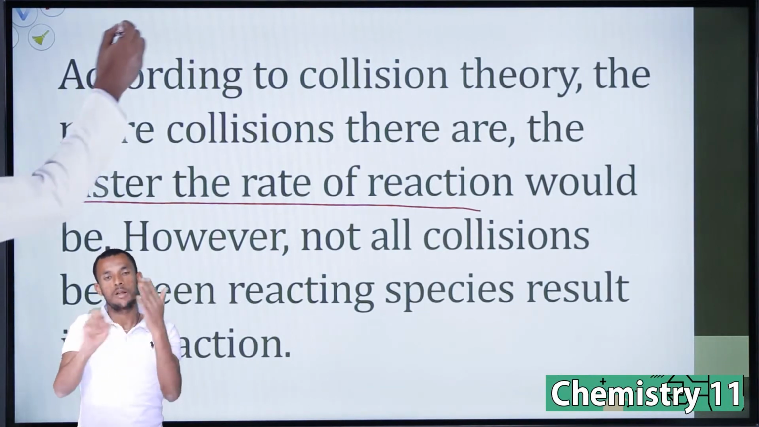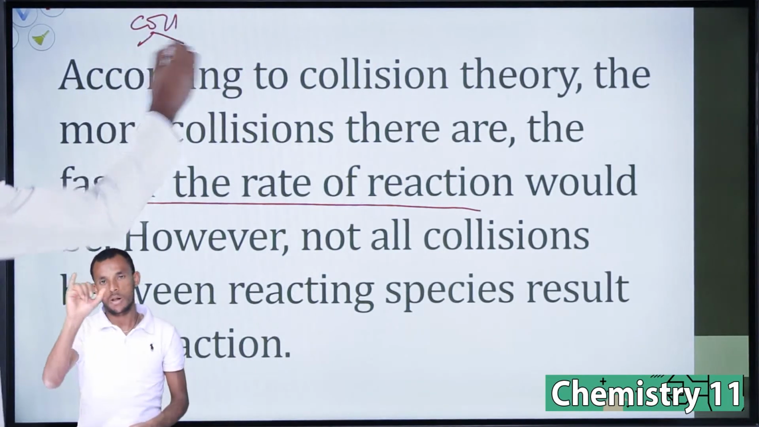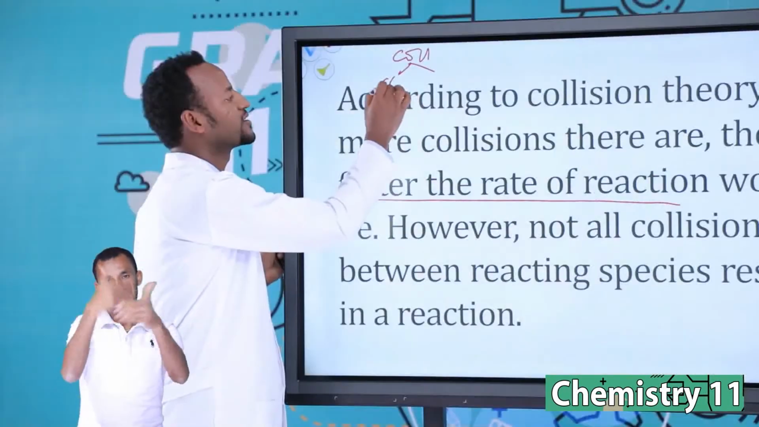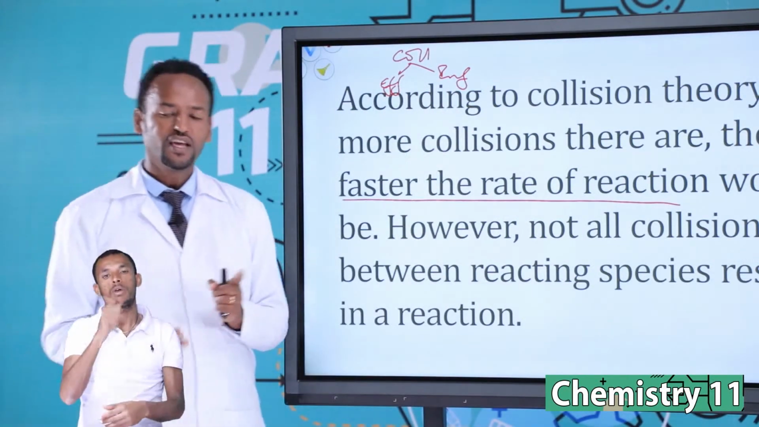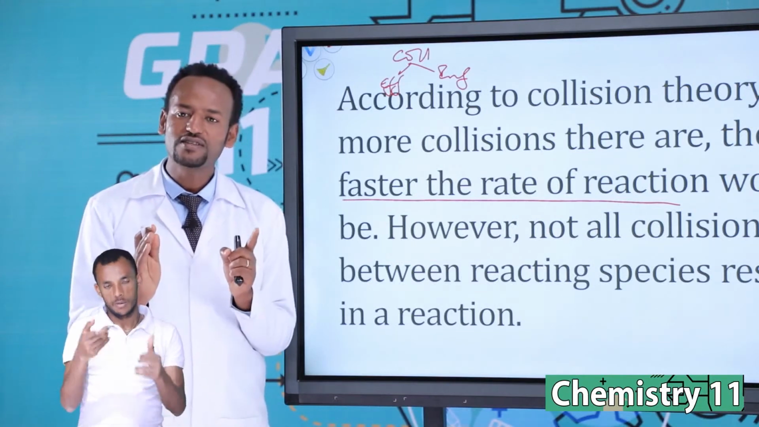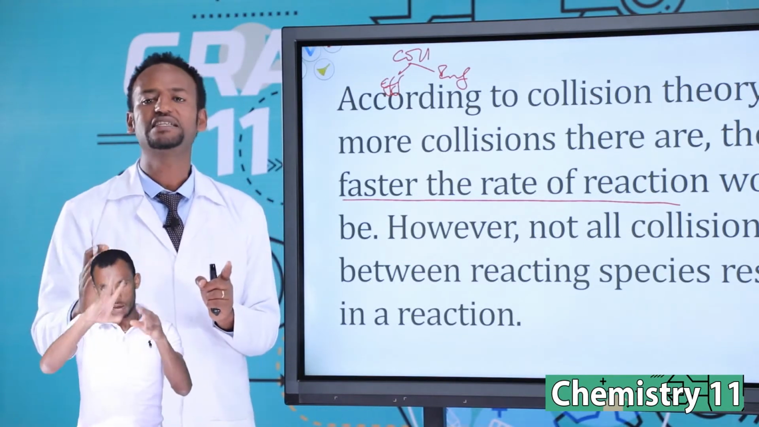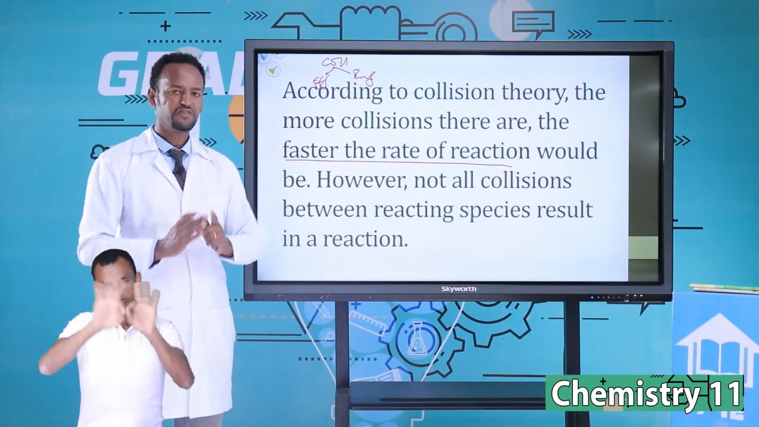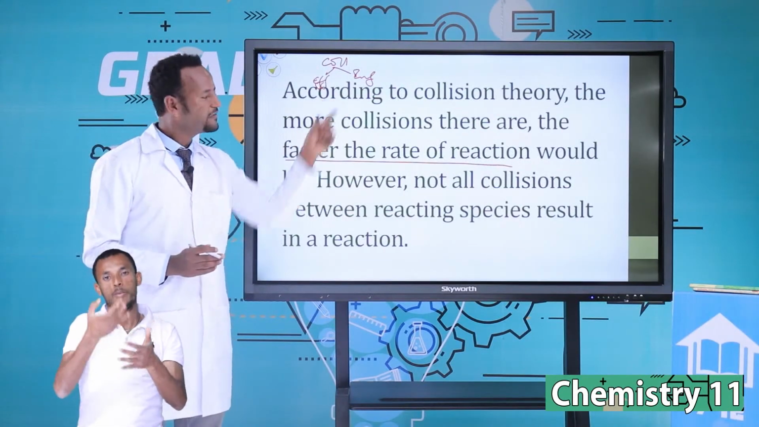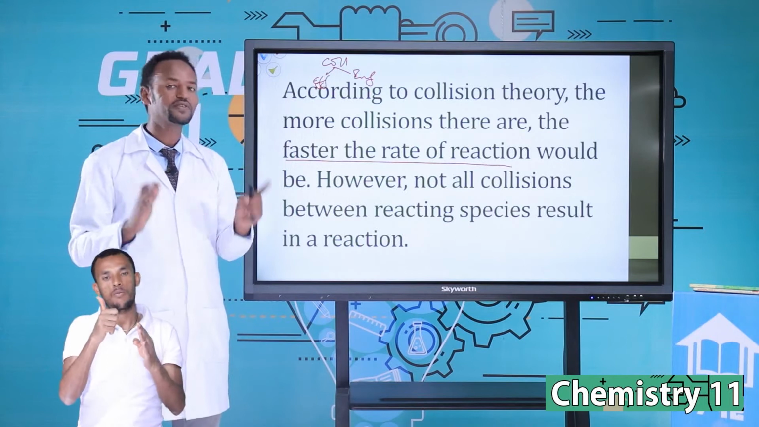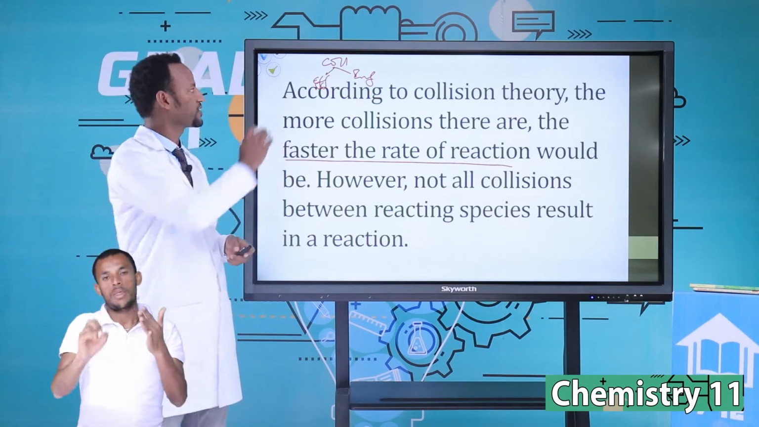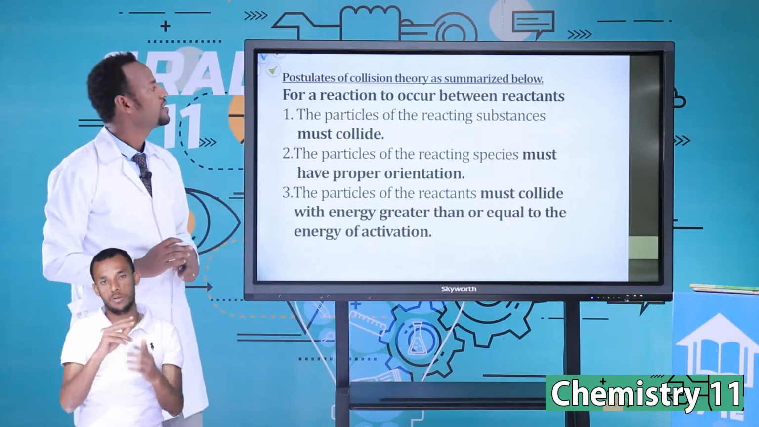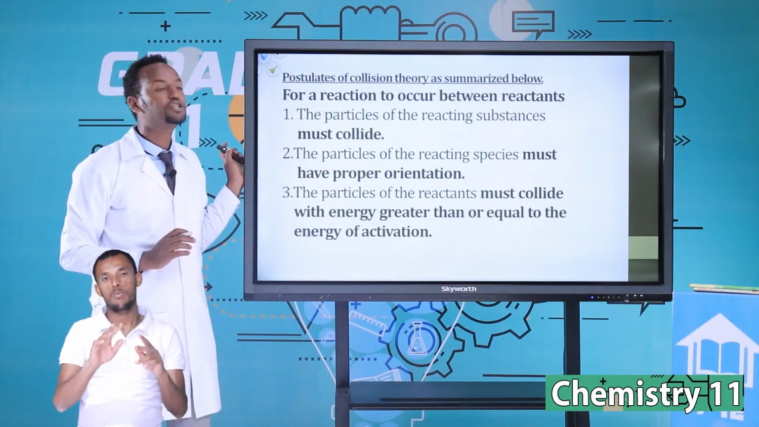Collisions are classified into two types: effective collisions and ineffective collisions. Effective collisions are collisions that give the desired, favorable product. Ineffective collisions are collisions that do not give the desired product. Therefore, the collision must be in proper orientation.